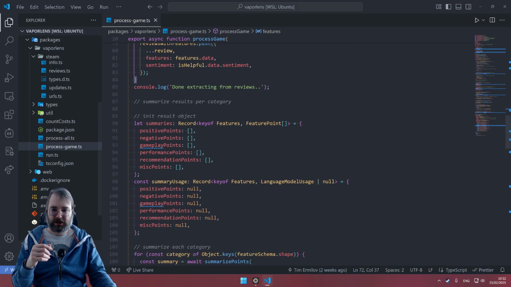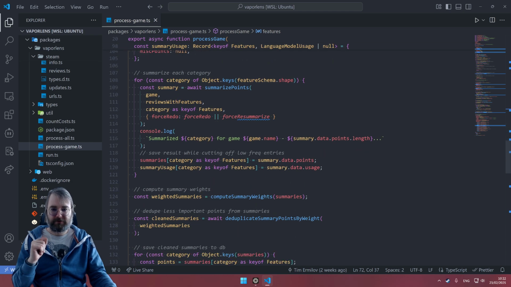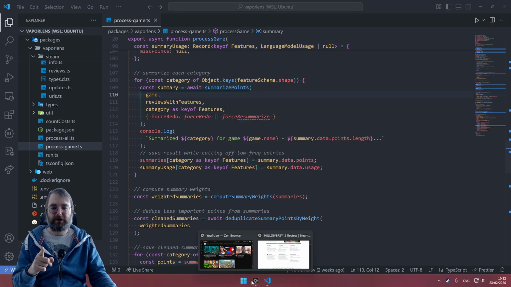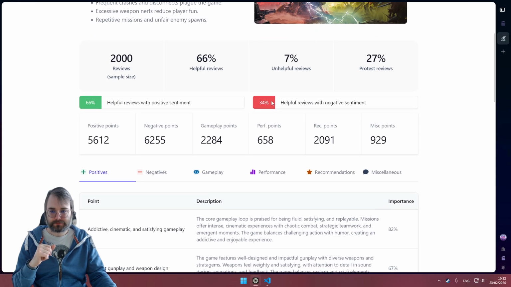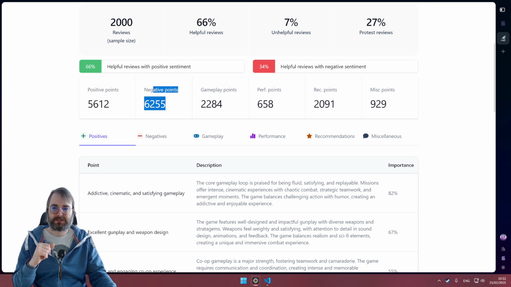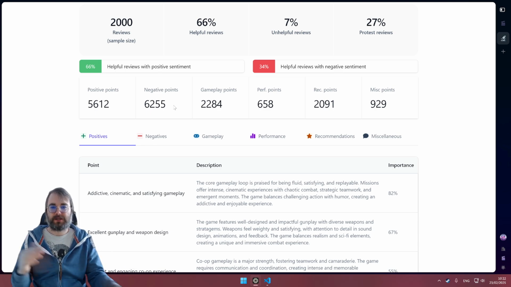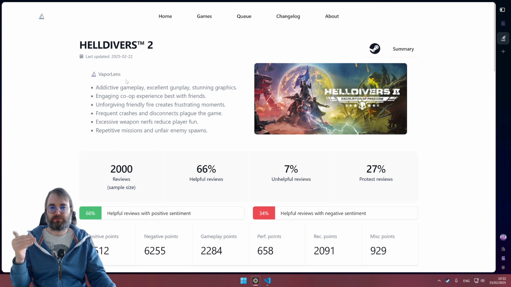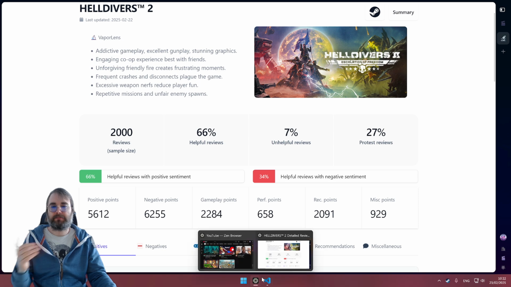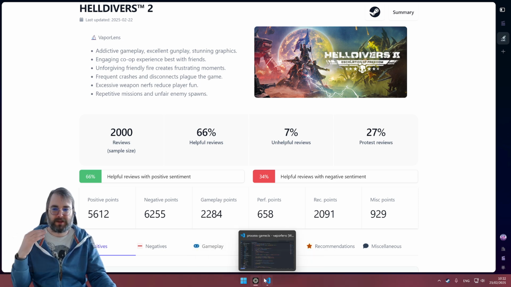So once we've done extraction, this is where interesting things happen. First of all, we summarize points by category. If you have a look at the details, you will notice that each category has quite a few of those points, right? We're talking 5,000 to 6,000 positive points, 5,000 to 6,000 negative points. And obviously, a lot of them are going to be similar, right? So we have to summarize them into a brief list of points that brings out the most important ones while throwing out the ones mentioned only once or twice, right? Because those are probably outliers and are not that important.